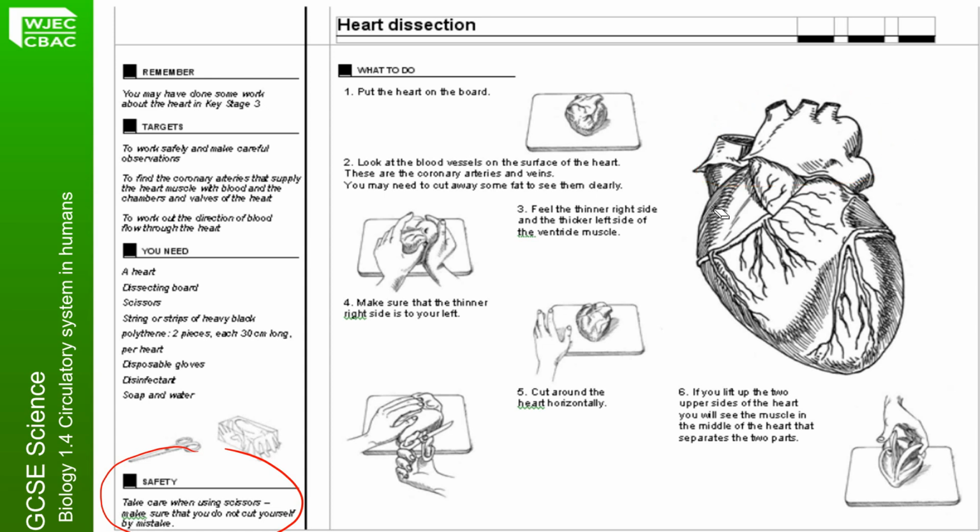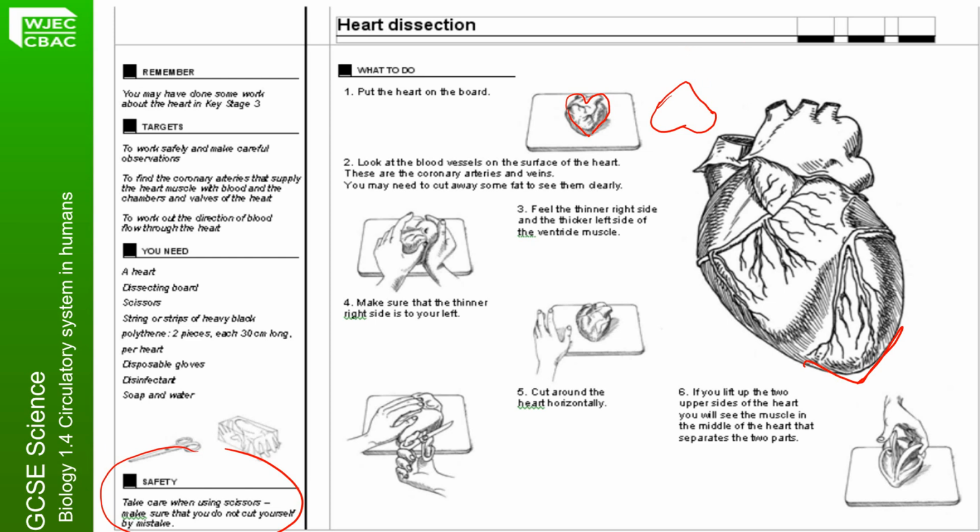So it says put the heart on the board. I would always spin this board round and have the heart pointing away from me. So if you imagine the heart as being a little bit heart-shaped, so this is the top, and this is the pointy bit, put it so that the pointy part of the heart is pointing away from you, okay?